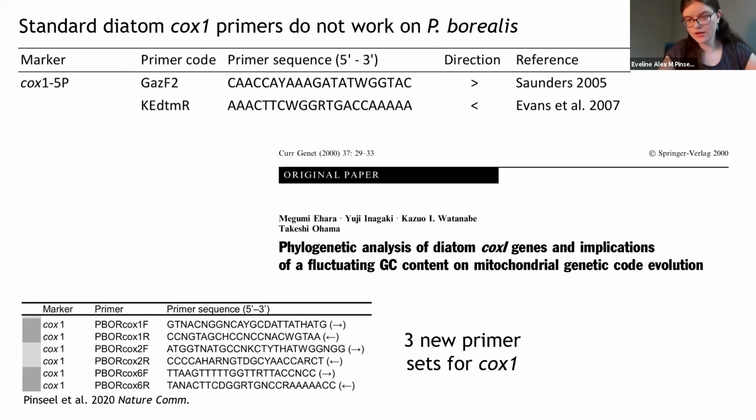So if you're working on a group and your COX-1 primers do not work, and that is very likely to happen, I would say do not panic. Start to try with what else is present in the literature, and you might be able to actually design primers for your group, and you will have much, much better sequence data than when using, for example, 18S as your general marker.